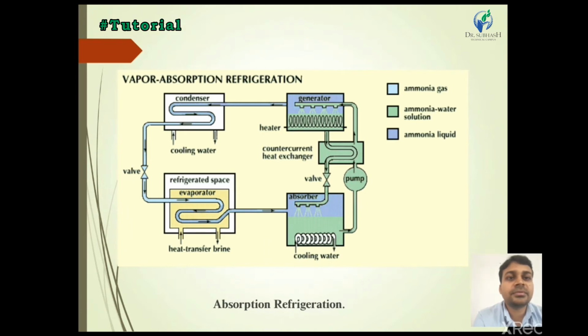A vapor absorption refrigeration system has mainly 4 components. The first component is a generator, which converts liquid ammonia and liquid water to gas ammonia and steam. These pass through the condenser, then the pressure reducing valve, then the heat transfer component, meaning the absorber, and then through a pump back to the generator.